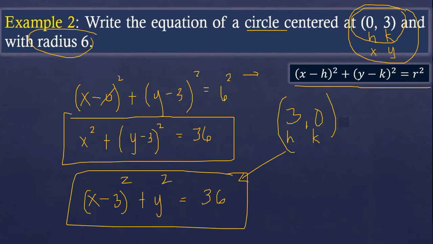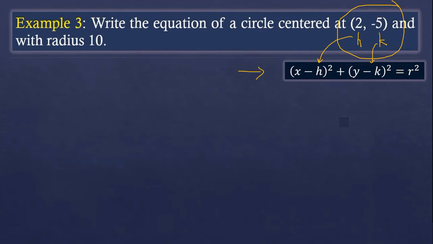Then, dito, kanina, lahat ng coordinates natin dyan ay positive. Dito naman, yung ating k is negative. Tandaan, if we have a negative coordinate, don't forget to change the sign, depende kung saan siya, kung nasa h ba siya or nasa k. Yung negative 5 is k, so ibig sabihin, ito yung second term natin magiging plus.